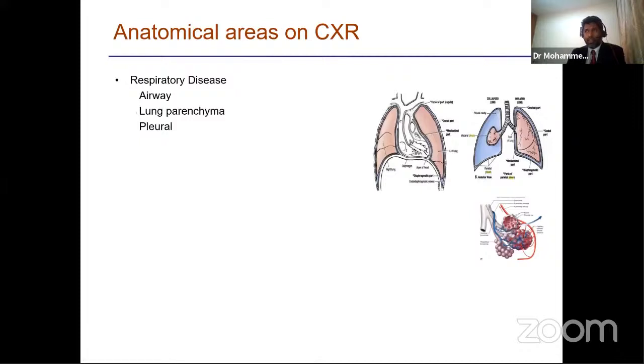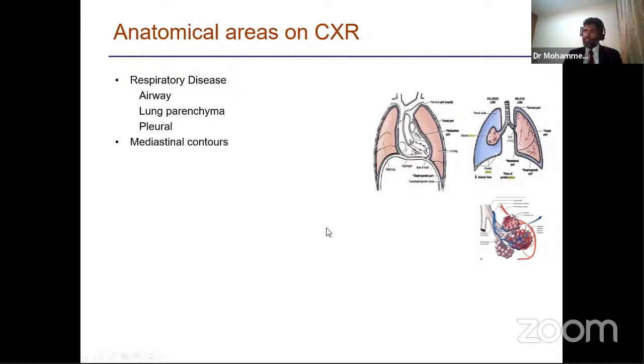There are a lot of anatomical areas that we need to cover on a chest X-ray when we're talking about respiratory diseases. In addition to respiratory muscles and the rib cage, we're talking about airway, lung parenchyma, and the lining of the lung. There are some diseases which will affect only the airways, some which will affect the lung parenchyma, some which affect the lining of the lung, and there are also some which will affect all the three.